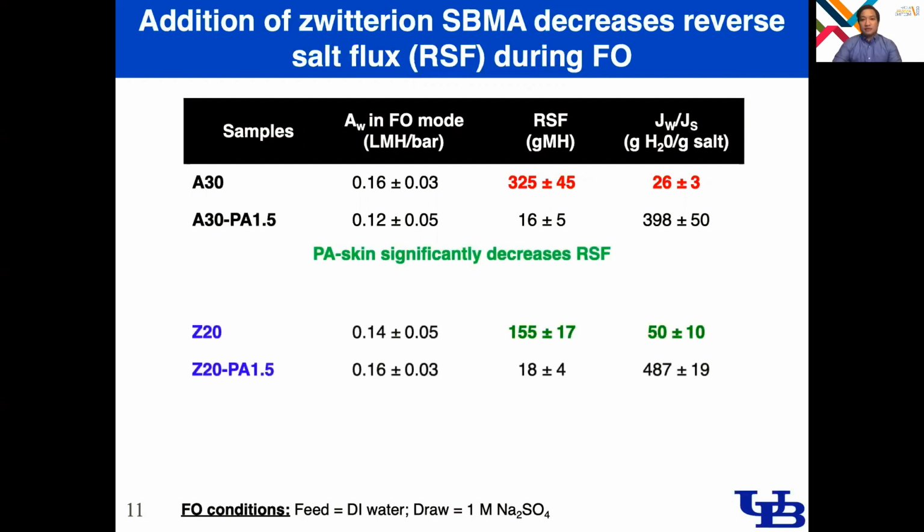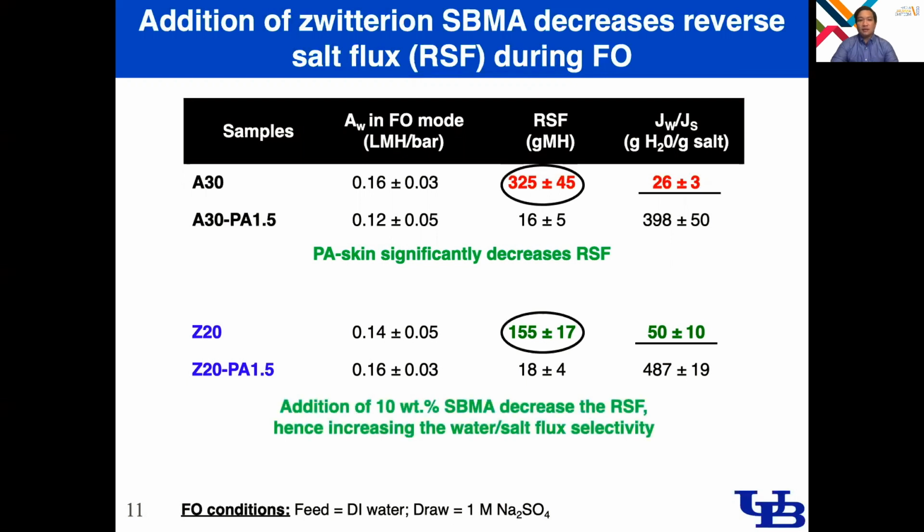A similar observation can also be seen for Zwitterionic hydrogel membrane. More importantly, the reverse salt flux of Z20 membrane is significantly less than that of A30 membrane, confirming that the addition of SBMA in the hydrogel will increase the water over salt selectivity.